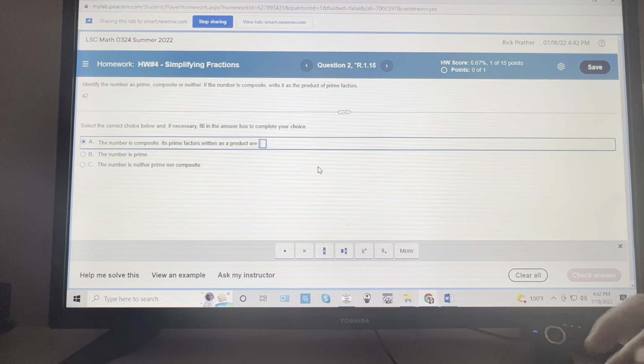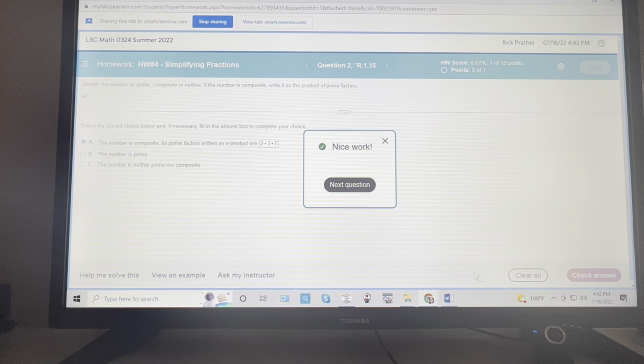So this would be 2 times 3 times 7. That's how you get 42. And we're breaking it down to all of its prime numbers, basically.